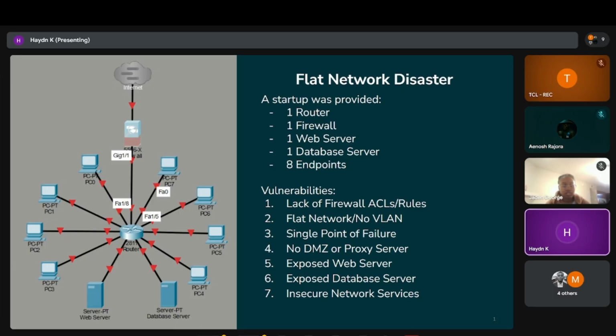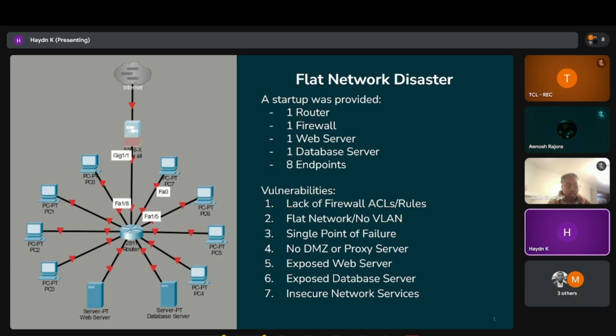Then we have exposed database servers, which, same thing, they're accessible by all PCs and the web server on the network. Sensitive data can be accessed if any endpoint is compromised. This ties into A8.2, information classification, and A12.3, backup protection.